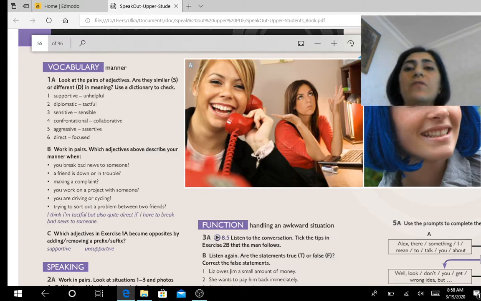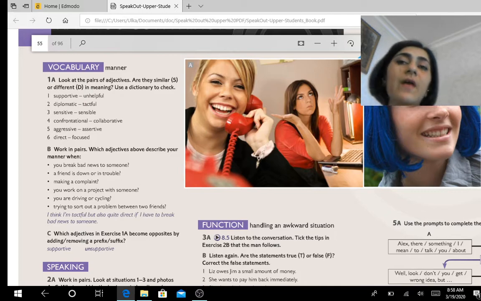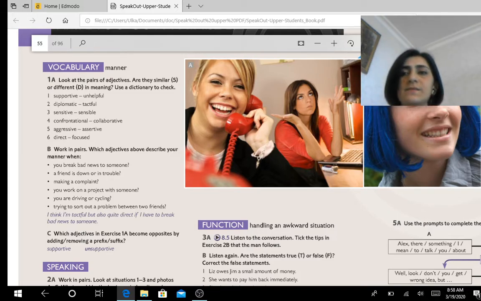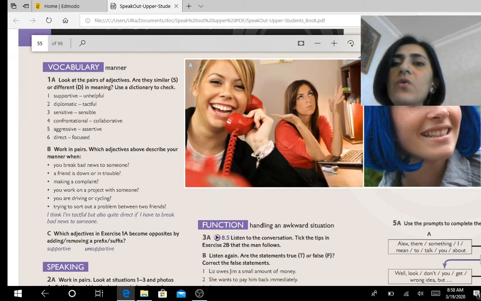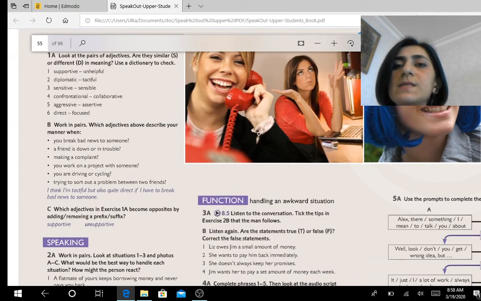So you have pairs like supportive and unhelpful, diplomatic and tactful. So the only thing you have to do is to write S for similar or D for different. If you think this pair is different, you write D. If you think they are similar in meaning, you write S. That's not so difficult. I think you can easily fulfill this exercise.